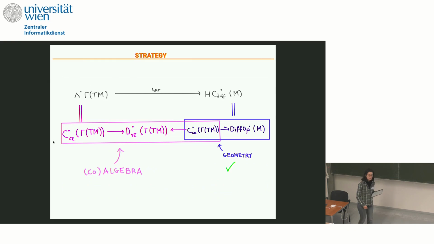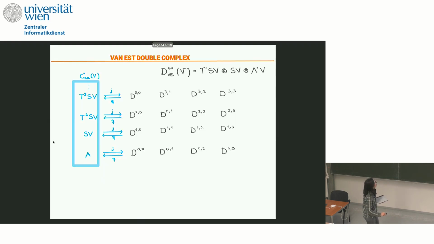Let's go back to the idea of the strategy. So the geometry part is done, because I really identified my complex with the new complex via the isomorphism, since I also connected the differentials, not just the graded vector spaces. Now I have to go to the coalgebra part. So I really have to compute the cohomology of this coalgebra complex. Let's see how. To do that, I need to introduce the Van Est double complex.